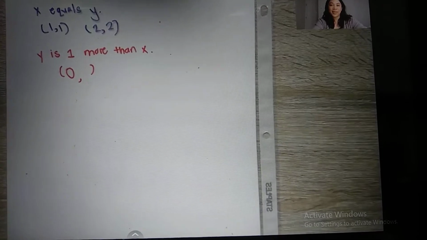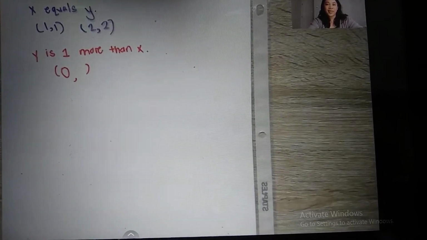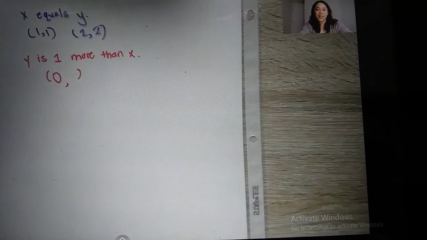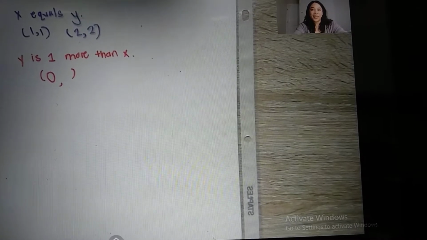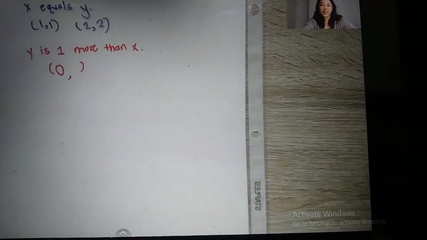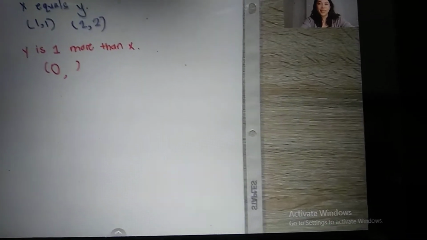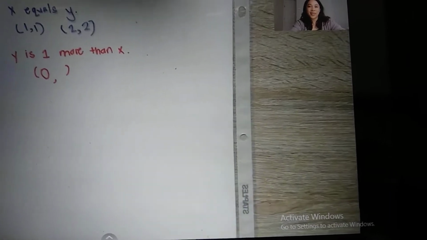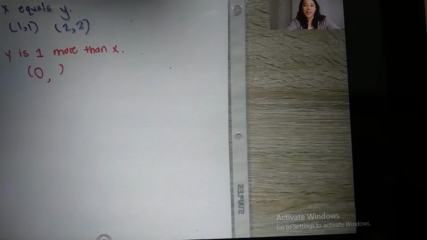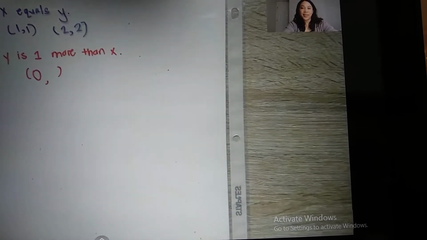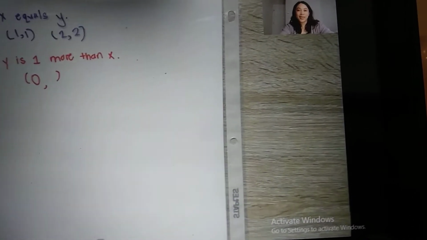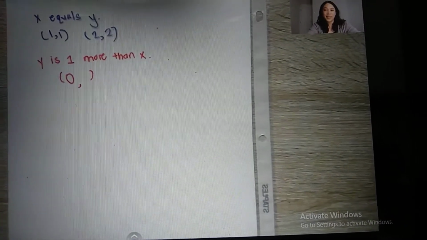Okay? y is 1 more than x. That's the sentence. So, x is the 0 because the 0 is on the left-hand side facing it. So the 0 is x. The y goes on the opposite side, on the right-hand side. So the y is 1 more than x. x is 0, so 1 more than 0 would be 1. I understand that. Just tell me what's the purpose.